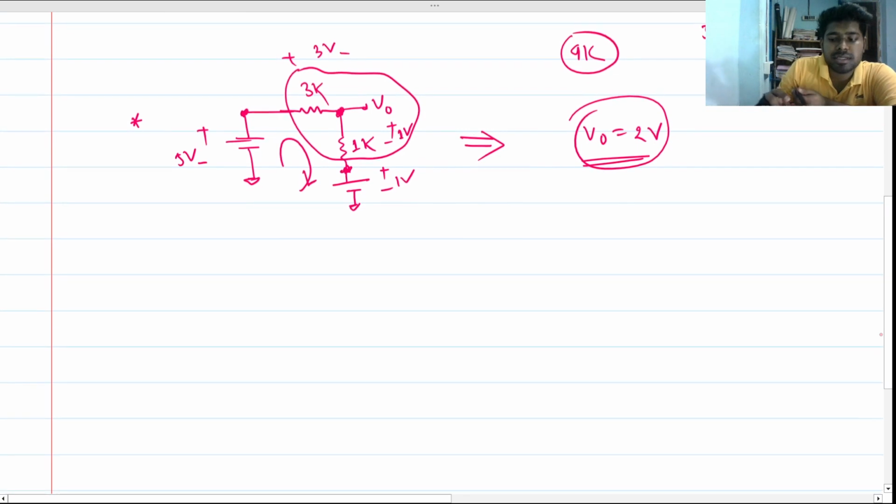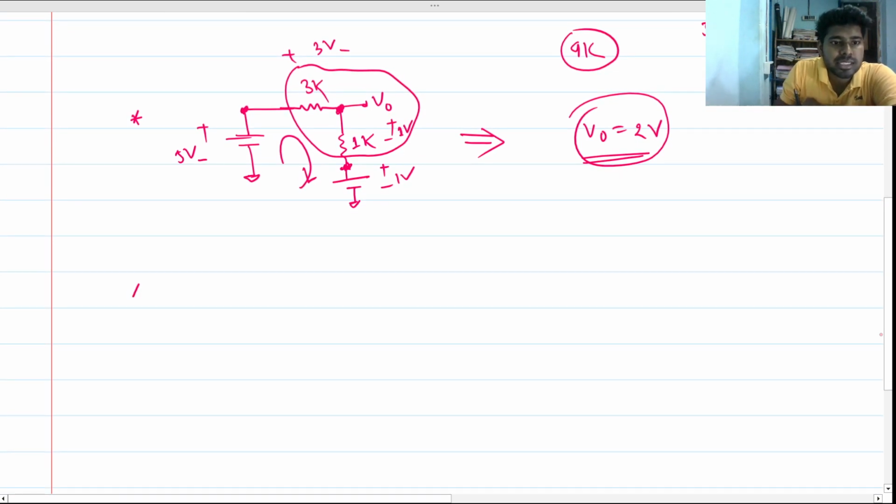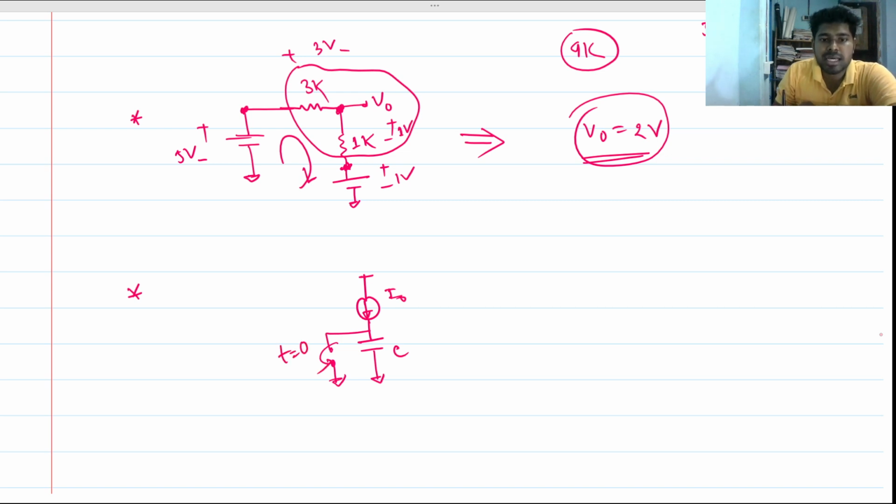Then sir asked me this question. I think this was my second question. This was, let's say, I naught, and this was C, and the switch opens at t equals 0. Sir, given this circuit, said that initially the switch is closed, but at t equals 0 plus the switch is open.